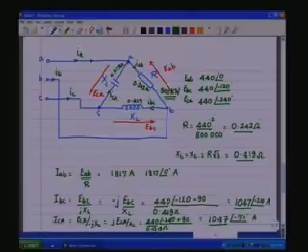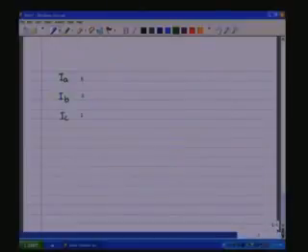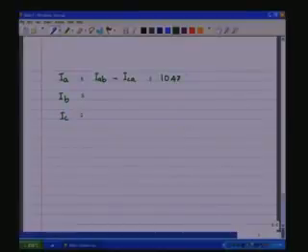IA is this current, that is IAB current, minus ICA current. So, IAB current minus ICA current. So, this is equal to, this comes to around, let us say, 1047 at a reference angle, let us say 0.